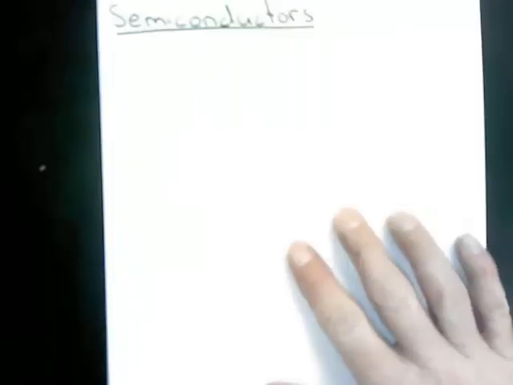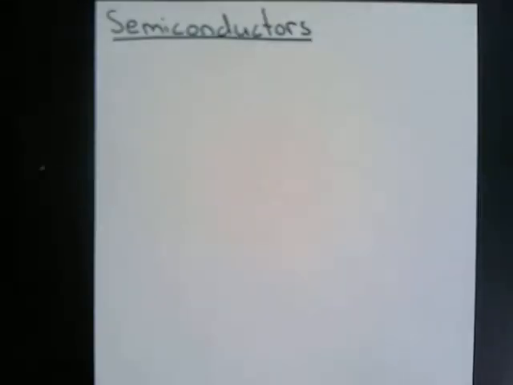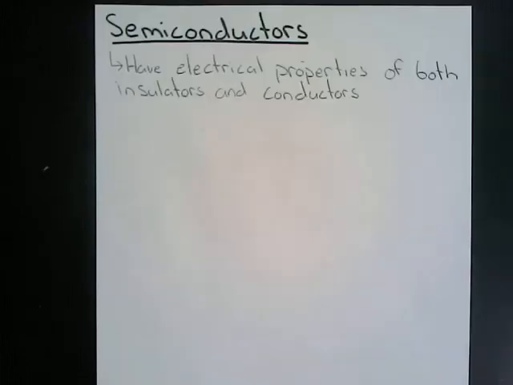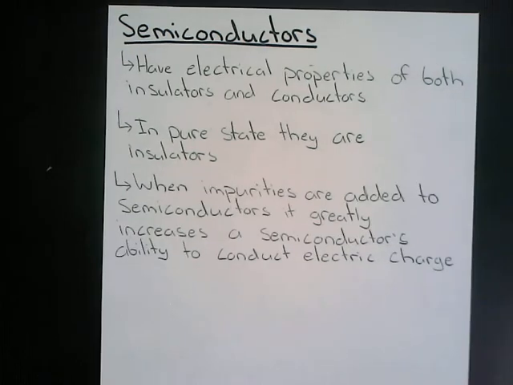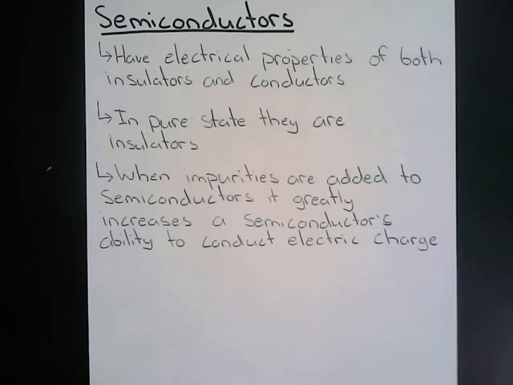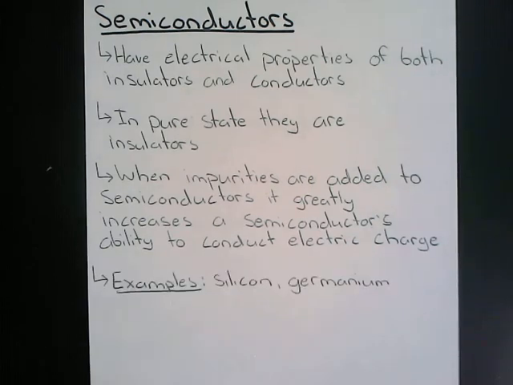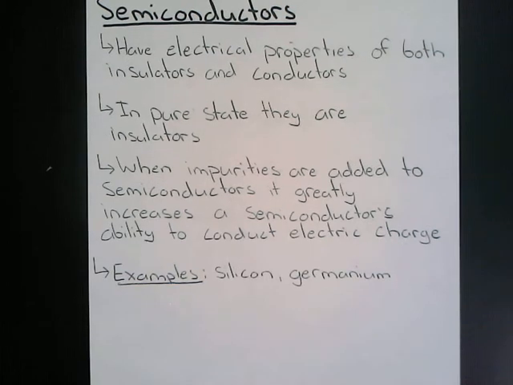Now, some other terms and concepts that we can talk about here is the concept of a semiconductor. So semiconductors have electrical properties of both insulators and conductors. In their pure state, they are insulators. But when impurities are added to semiconductors, it greatly increases the semiconductor's ability to conduct electric charge. Some examples of semiconductors include elements such as silicon and germanium. And these are often used in electronics.